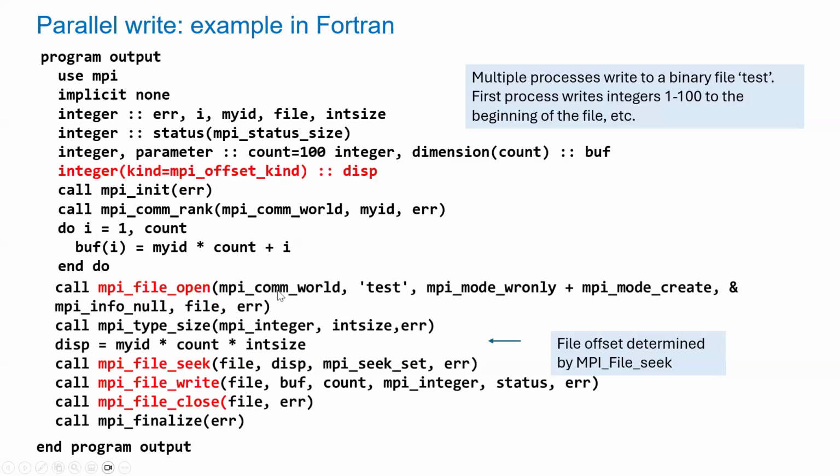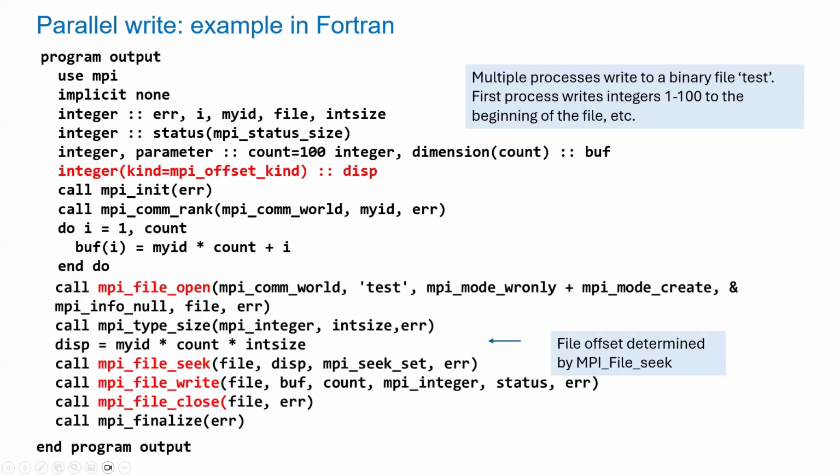For the file, the mode is write only, and if it doesn't exist, create the file, with the default info. It is called file size, which we have given before. And then when you have file size, you can compute the count. So the displacement, as I said, depends on your ID. You can calculate it from the count and the integer size.